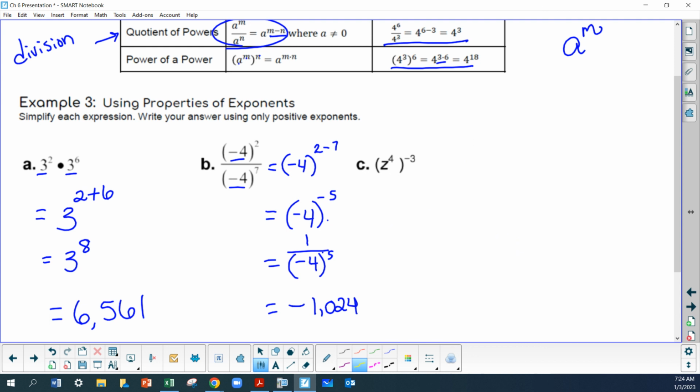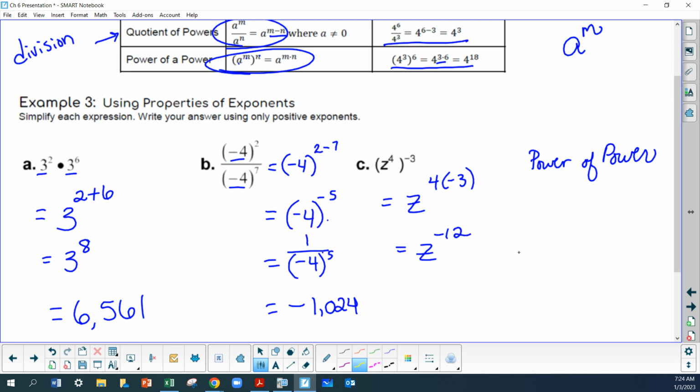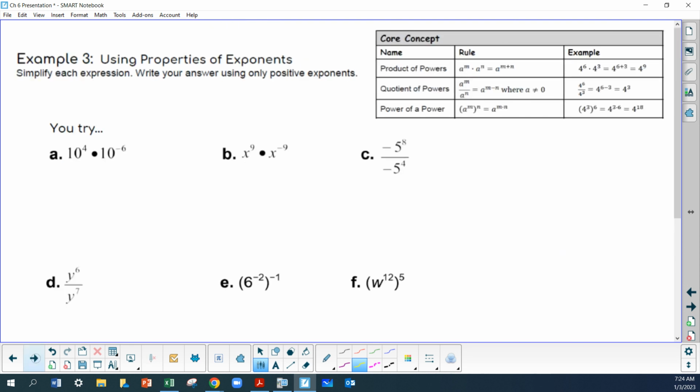Okay, the next one, it appears to use the power of a power property. So power of power. And for that property, we can see that we should multiply our exponents. So I get z raised to the negative 12th. Oh, we encounter a negative rule. So that's going to be 1 over z to the 12th. They're kind of fun, don't you agree? Honestly, using variables makes it almost easier.